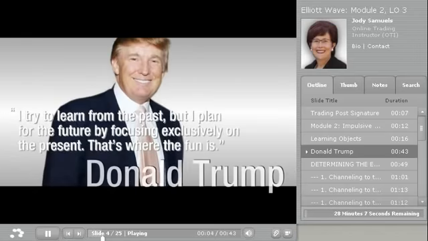Donald Trump said, "I try to learn from the past, but I plan for the future by focusing exclusively on the present. That's where the fun is. The key to doing well in the market is by using the tools available to know when the trend is over and when the next trend is starting." How would you like to be able to target the end of a 5-wave sequence so that you know when the next trend is beginning? Do you think that would be useful to you? Let's have some fun and plan for the future by focusing on what price is telling us in the present, just like Donald Trump does.